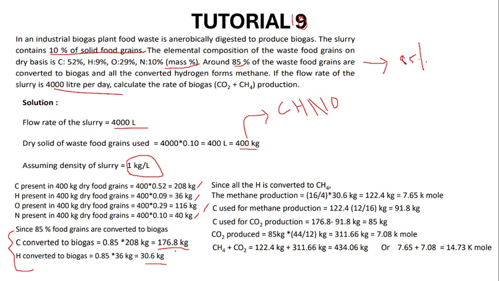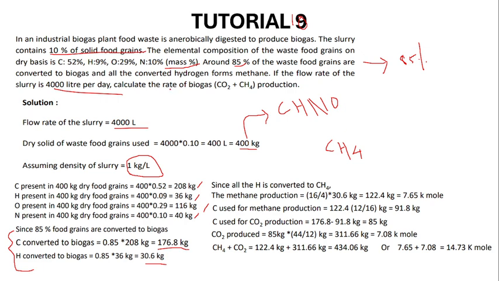So carbon is 176.8, hydrogen is 30.6. Now we know that CH4 contains 4 atoms of hydrogen. So for 16 grams of methane, 4 grams of hydrogen is required. And for 30.6 kilogram of hydrogen, how much methane can be formed? Okay, the same calculation. So 16 by 4 into 30.6 will give 122.4 kg.